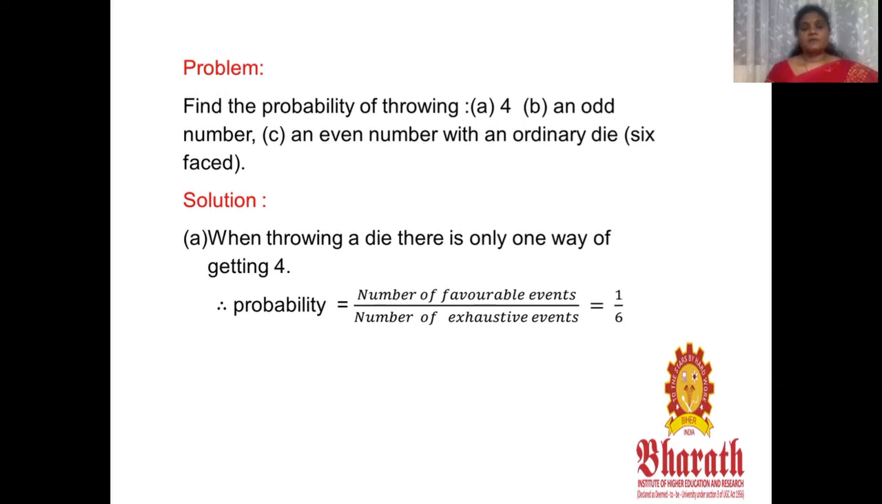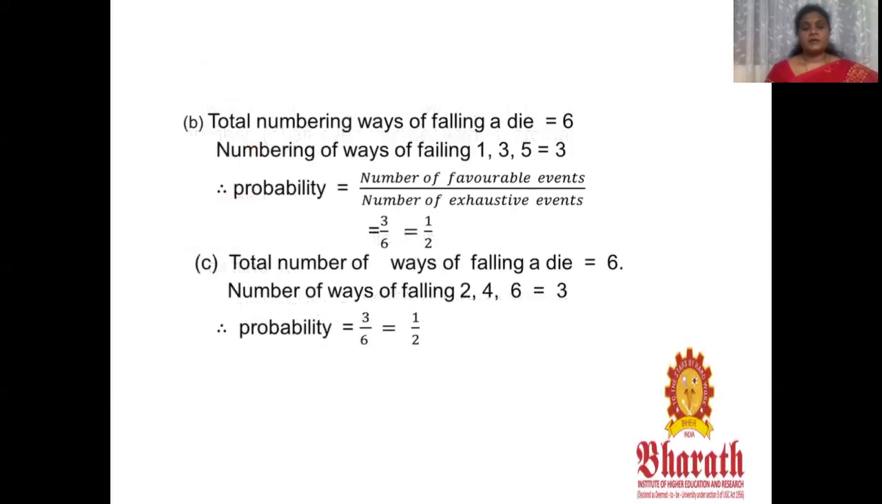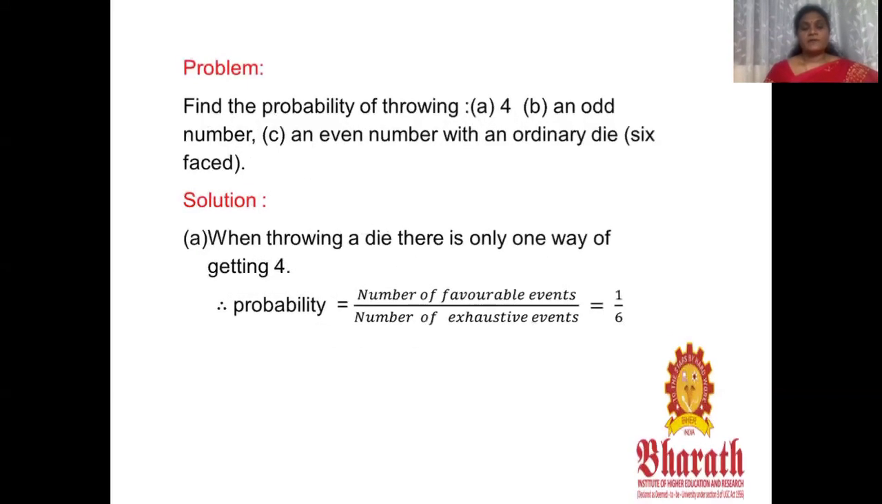Solution. When we throw a die, there is only one way of getting 4, because a die has 6 faces. So there is only one face which turns up 4. So the probability is given by number of favorable events divided by number of exhaustive events, which is equal to 1 by 6.